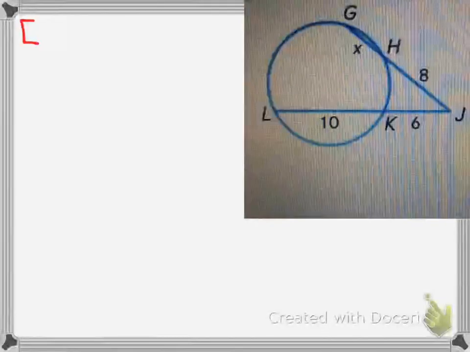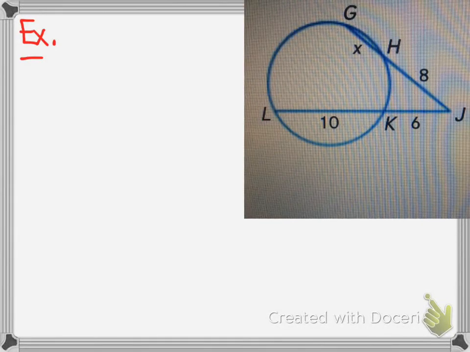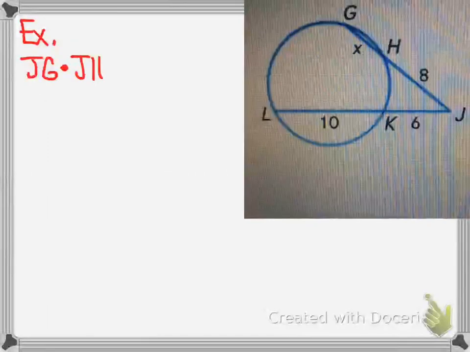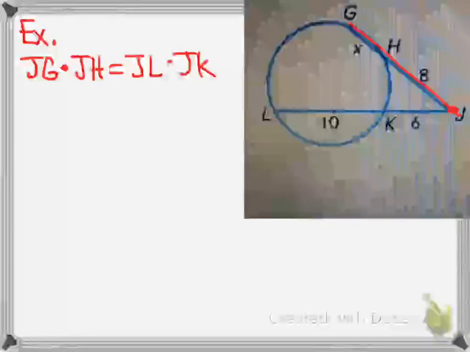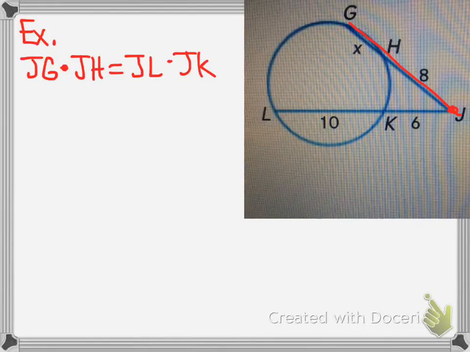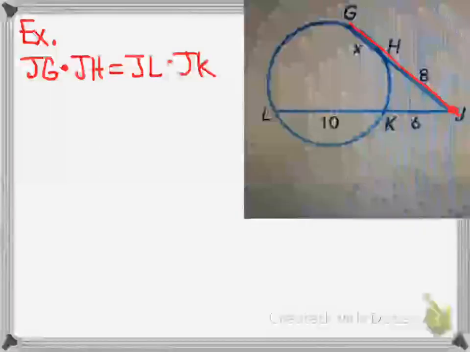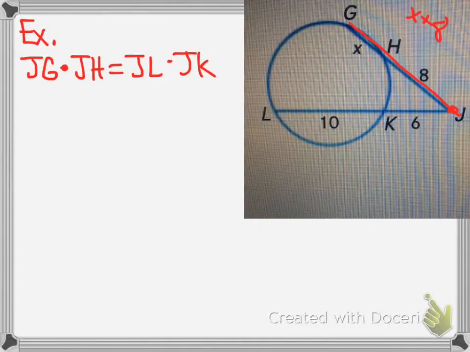Here I have an example. What I would have to do here is add, so it's JH times JG, and JL times JK. You're supposed to add to get this whole segment, J to G, which is not just x or not just 8, it's x plus 8. And then you're going to multiply that by this one that's on the outside, which is 8.